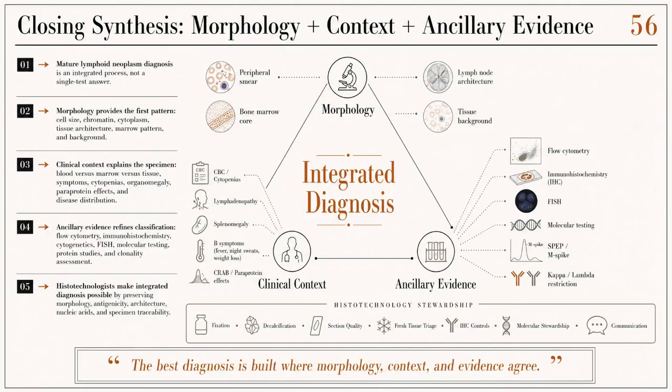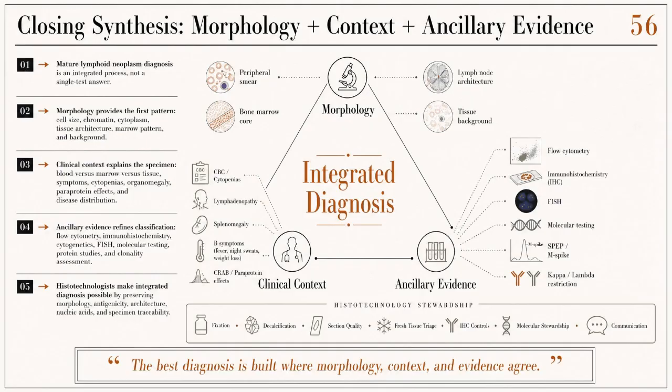For example, recognizing the characteristic Reed-Sternberg cells in Hodgkin lymphoma or identifying the plasmacytoid differentiation in plasma cell disorders depends on meticulous morphological assessment. However, morphology alone can be ambiguous, especially in cases with overlapping features or subtle infiltrates, underscoring the need for contextual and ancillary data. Clinical context provides the necessary framework to interpret morphological findings.